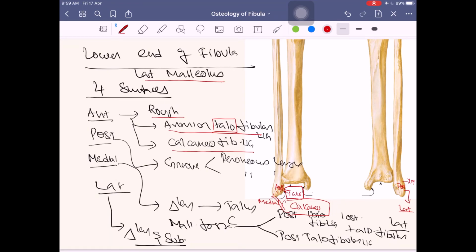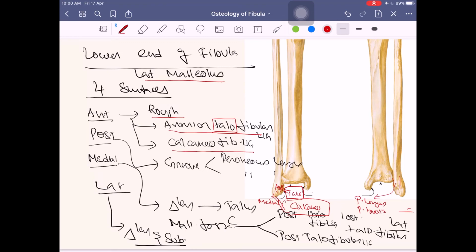Similarly, if you go on to the posterior surface, you can see there is a groove here. This groove is meant for the passage of two tendons, the peroneus longus tendon and peroneus brevis tendon. So these two tendons will pass through this groove. It is something like the dorsal tubercle of Lister of the radius. So it is a groove meant for two tendons, peroneus longus and peroneus brevis, on the posterior surface.